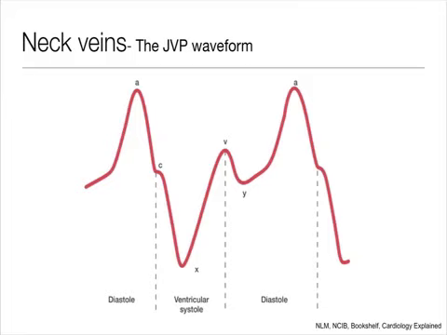The X descent is produced during ventricular systole, and this is caused by downward movement of the heart during the systole and causes an atrial stretch and hence a drop in the pressure in the veins. The V wave is caused by passive filling against a closed tricuspid valve, and this fills up until a peak, and then the tricuspid valve opens, and this causes the Y descent. And this, when the valve opens, it's a passive movement of blood from the right atrium to the right ventricle.